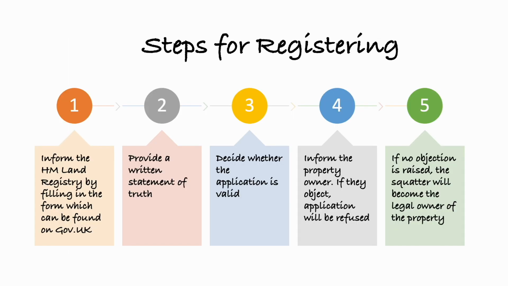Once this criteria has been met, the squatter needs to inform the HM Land Registry by filling in the form which can be found on gov.uk, and they need to provide a written statement of truth. After receiving the application, they will decide if it's valid. They will then inform the original property owner. He or she will then have 65 days to respond if they have any objections. If they raise an objection, the squatter's application will be refused. However, if no objection is raised, the squatter will become the legal owner of the property.